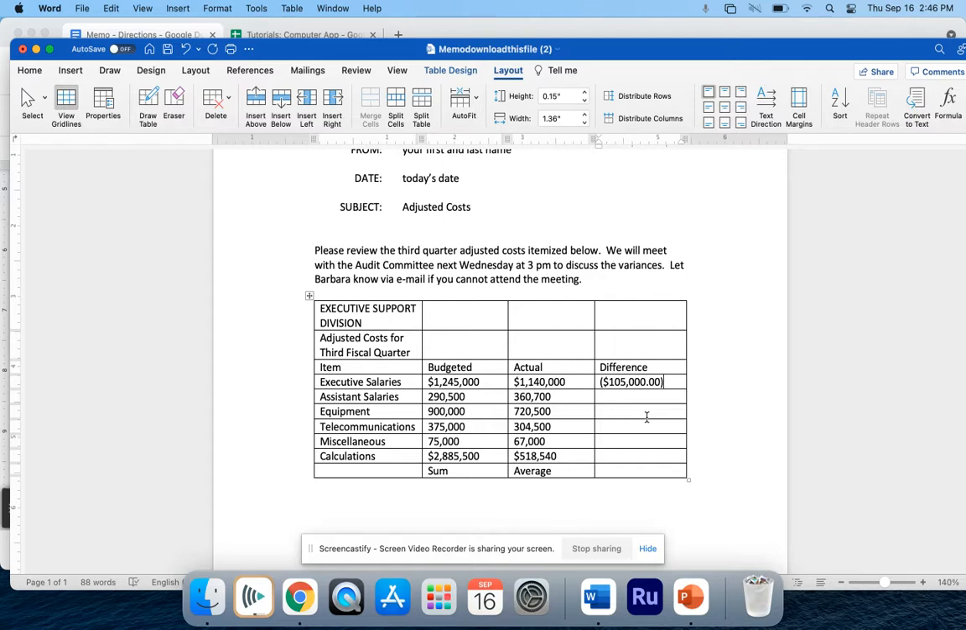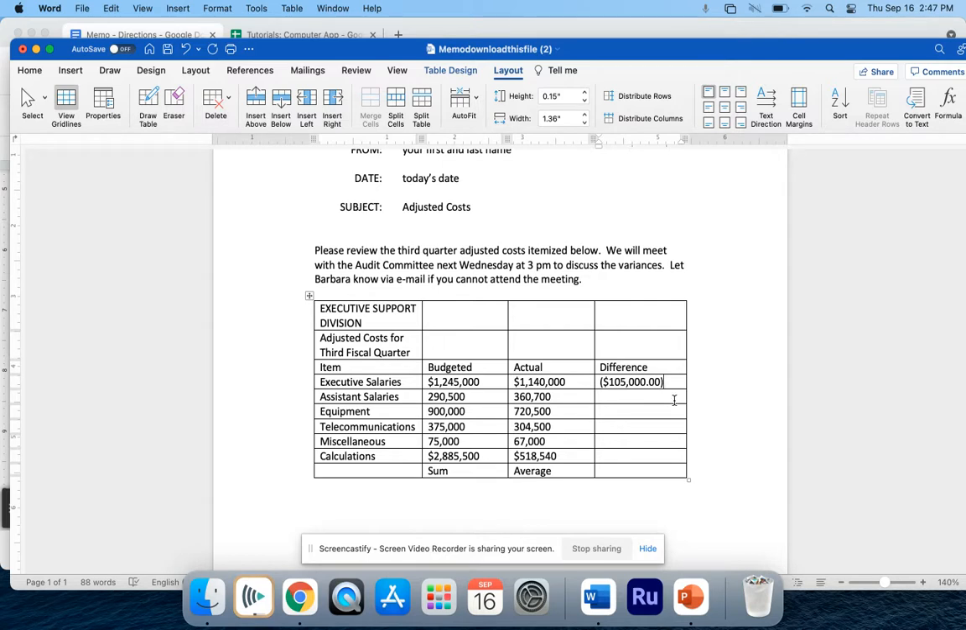You should have gotten $105,000. Now, you're going to notice a couple things about the number. Number one, it's in parentheses. Is that right or wrong? Well, it's actually right. Because if you think mathematically, you took a small number, 1,140,000, and subtracted a larger number. That's like saying, what is 10 minus 20? A negative 10. Right. That's what you're doing here. You're taking a small number minus a large number. So leave the parentheses in there.